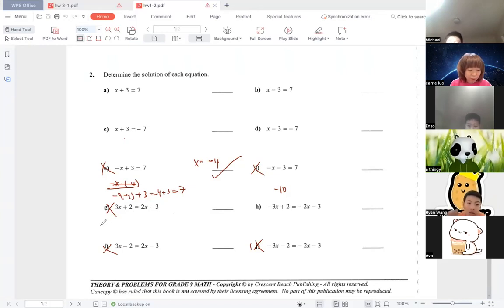Okay, so let's see if he's right. 3 times negative 5 plus 2 equals 2 times negative 5 minus 3. So this one's negative 13. This one's negative 13 as well. Very good. Michael, you got it right.